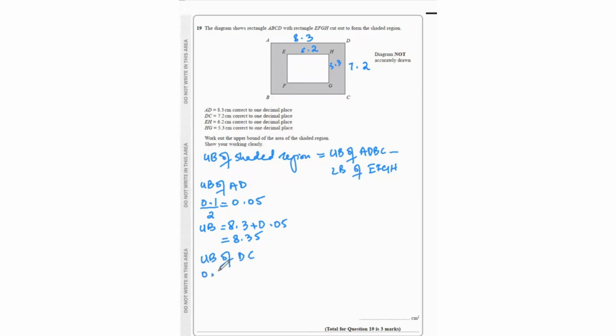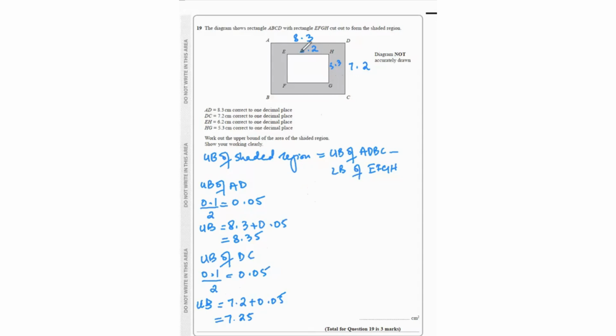Now the upper bound of DC: 7.2 is correct to one decimal place. Same thing, 0.1 divided by 2, which is 0.05. And then the upper bound is going to be 7.2 plus 0.05, which is 7.25.